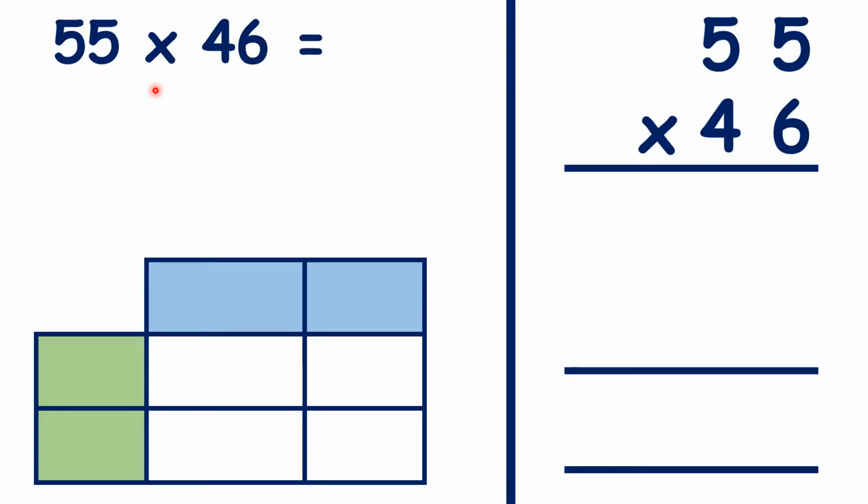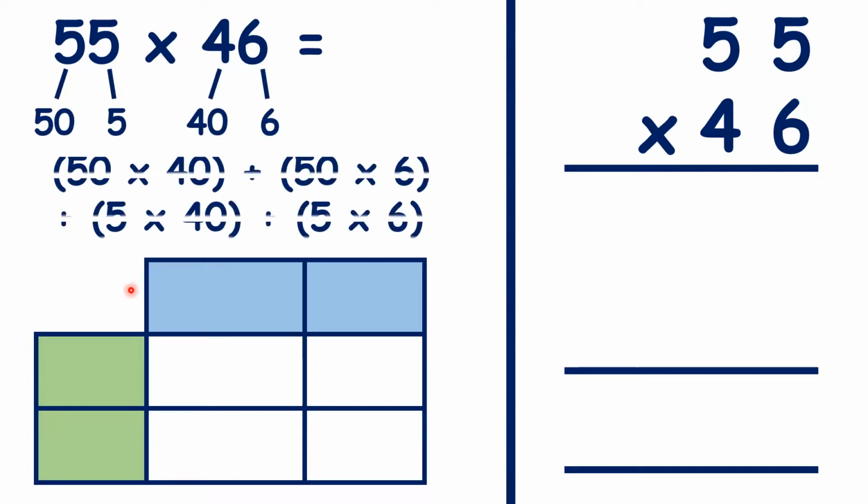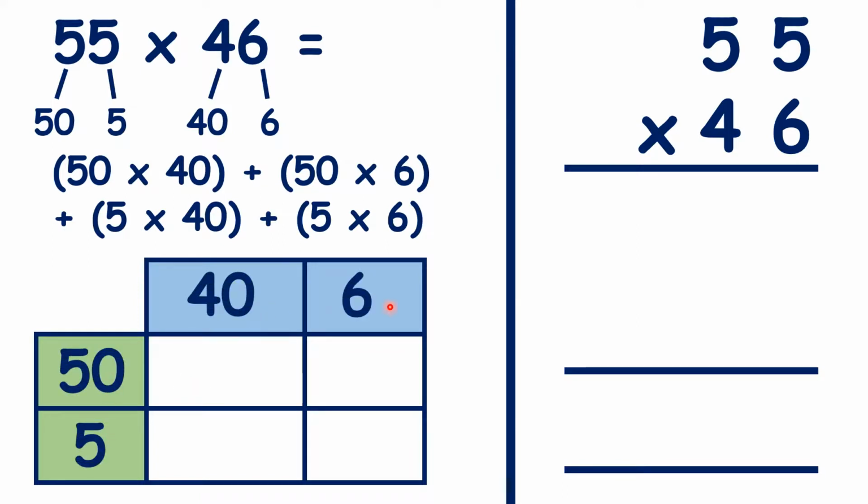So we know that when multiplying two two-digit numbers using the grid method, we partition both of them and write the partitioned numbers on the grid. But now let's look at column method multiplication.